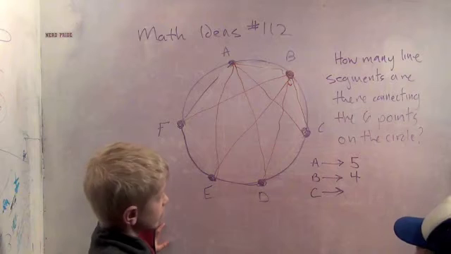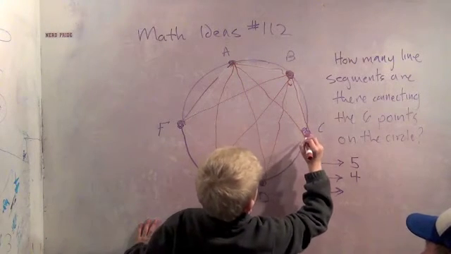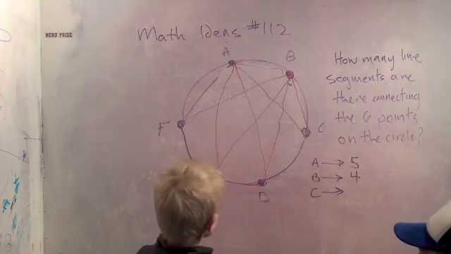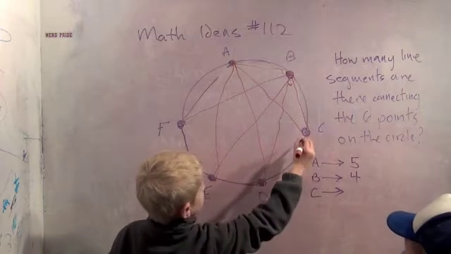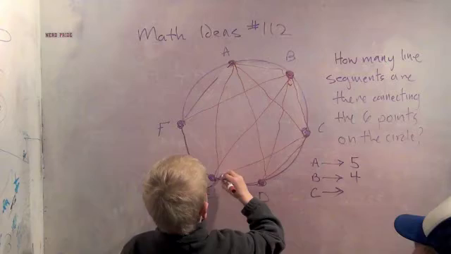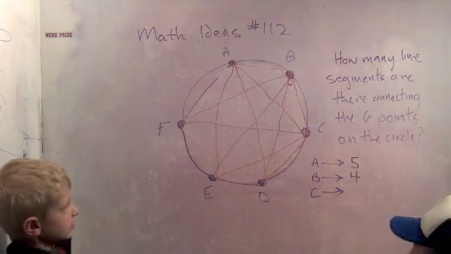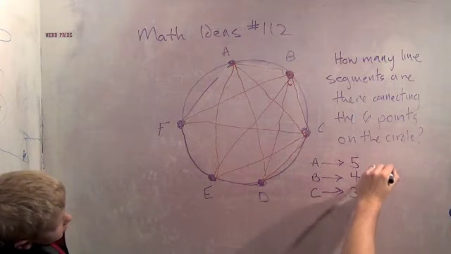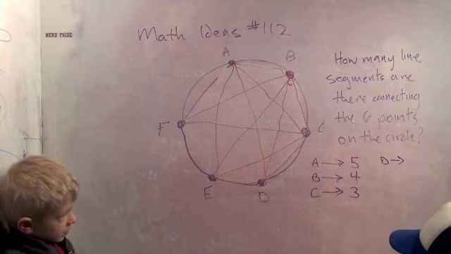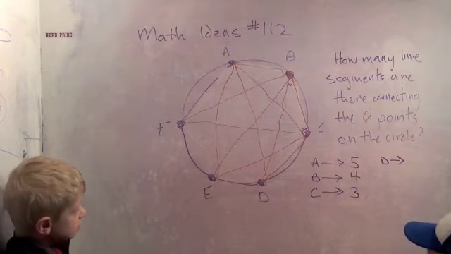Maybe 3. Let's see from C. We already drew that one. Those ones are already there. So 1, 2, 3. 3 from C. It does kind of look 3D. How many do you think we're going to draw from D now? New ones. 2. Let's see if that pattern continues.